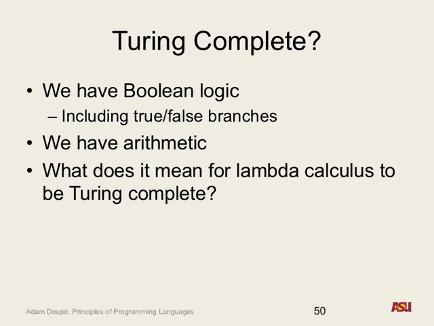But are we actually Turing complete with this? If we have branches and we have arithmetic, are we Turing complete? Can we do everything that a Turing machine can do?